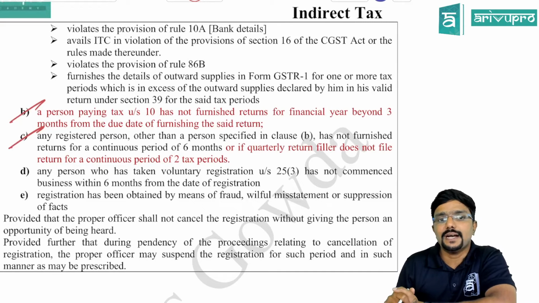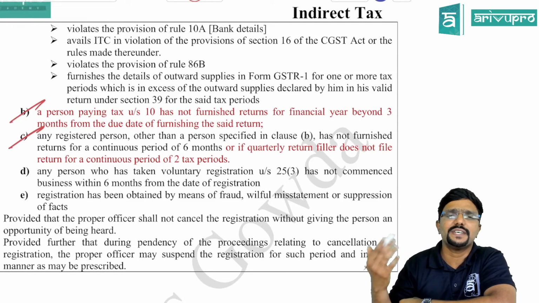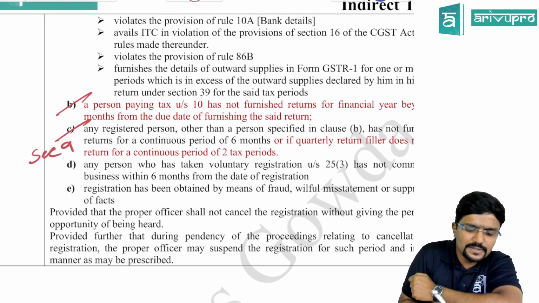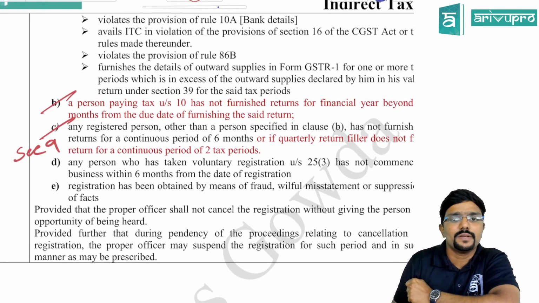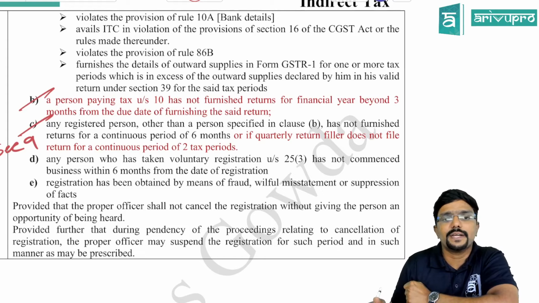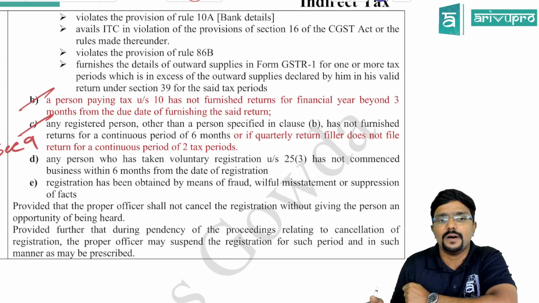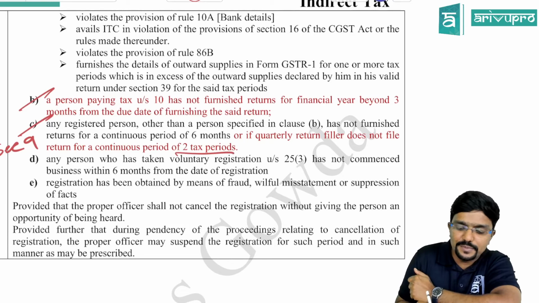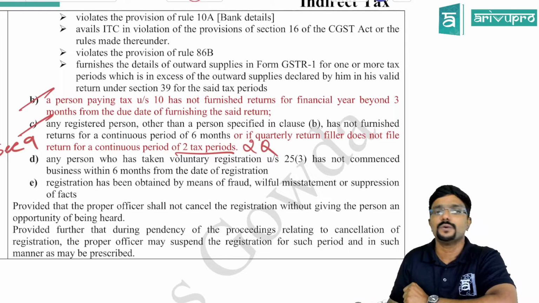Any registered person other than the person specified in clause B, that means the person other than section 10, who is that? Section 9 person. Whatever they are talking about here is a section 9 person who has not furnished returns for a continuous period of 6 months, or if a quarterly returns filer does not file return for a continuous period of 2 tax periods. And here 2 tax periods means what? 2 quarters, guys. 2 quarters.